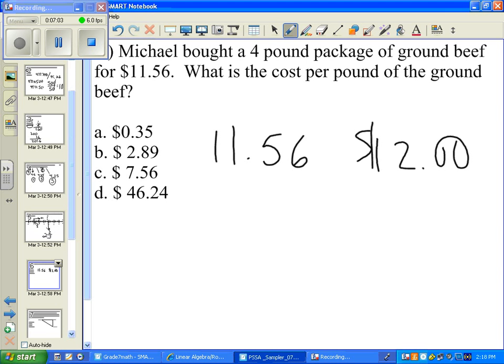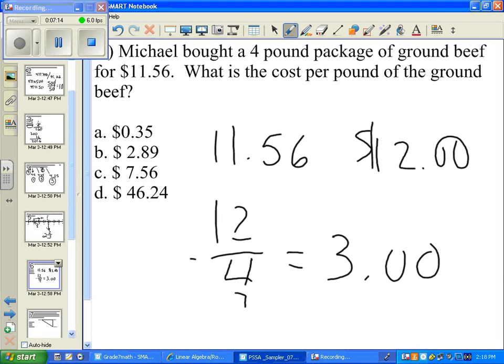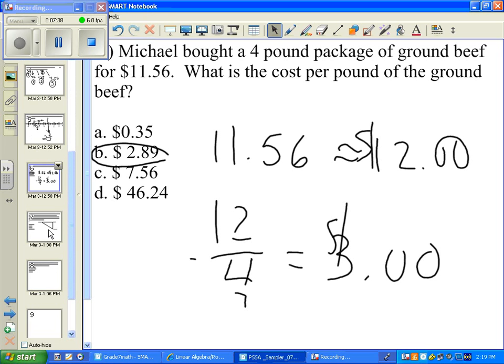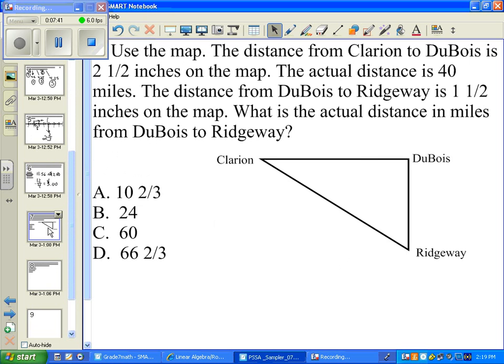$12. And if we take that $12 and divide it by 4, we end up with around $3. Well, exactly $3. But you see, 11.56 we're approximating to be $12. So if we look here at the answer, we're going to be around $3. The only one of these that's anywhere close to $3 is letter B. And that is our answer for that, letter B.